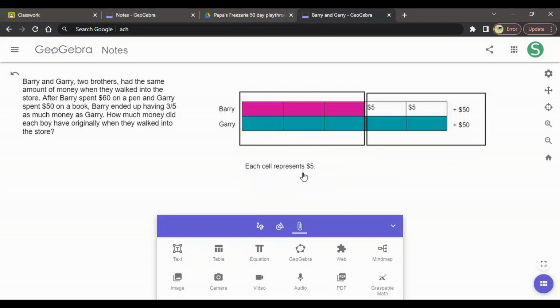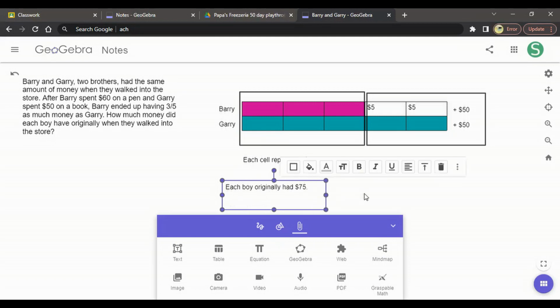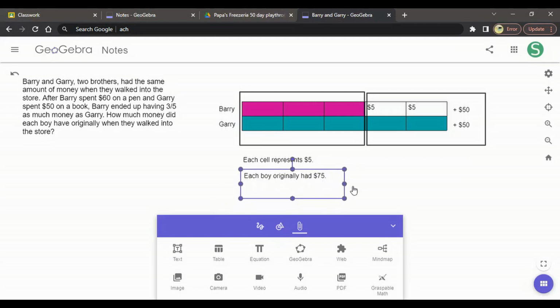Now that we know each cell represents $5, we can figure out how much money they had originally. We're going to look at Gary's amounts. Since each cell represents $5 and he has 5 blue cells right here, that should be $25. Plus the $50 that he spent, he would have $75. And since Barry has the same amount, we know that originally each boy had $75. And we can write that down as our final answer. There we go.